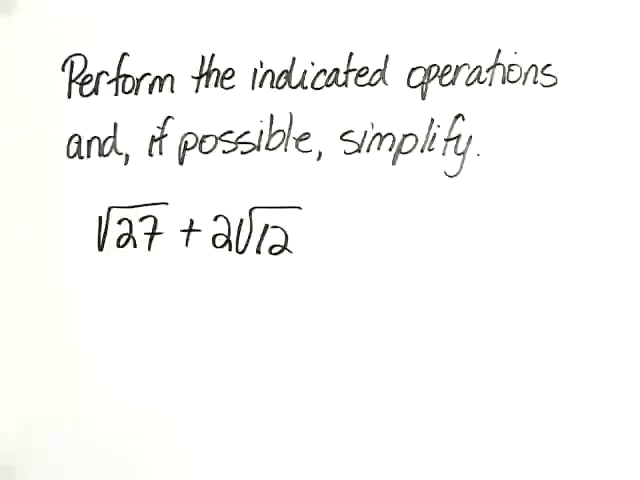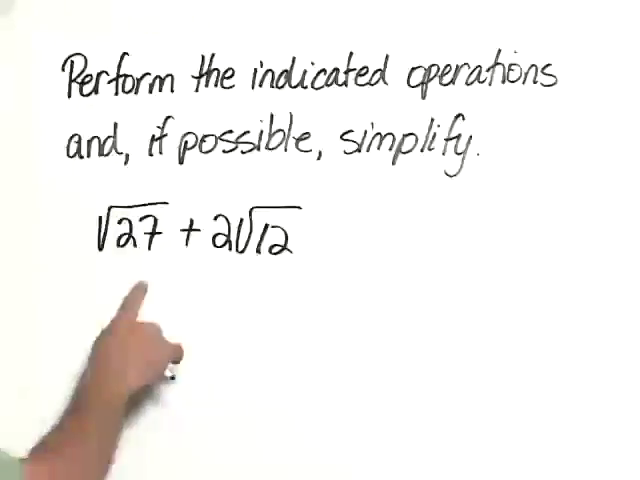Perform the indicated operations and, if possible, simplify. The square root of 27 plus 2 square roots of 12. The first thing we'll do is simplify each of the square roots.